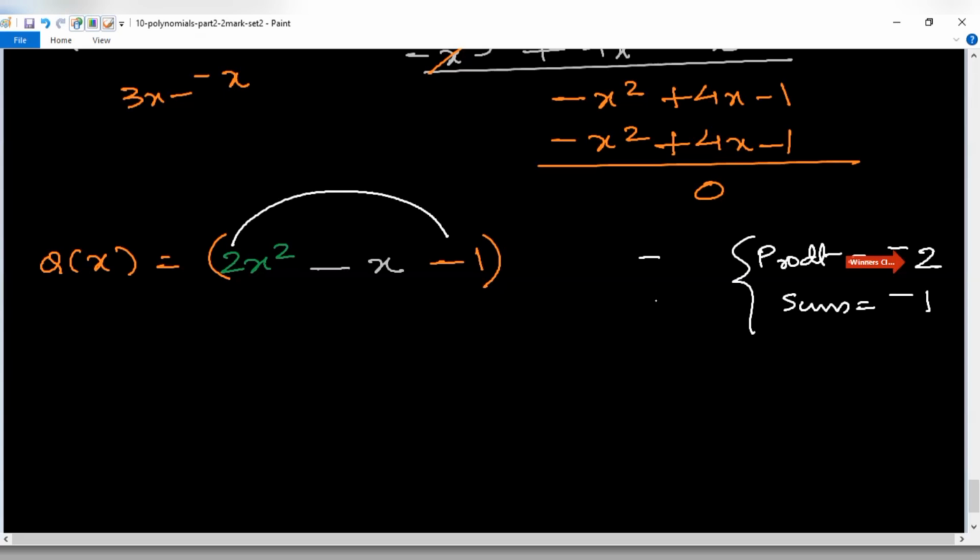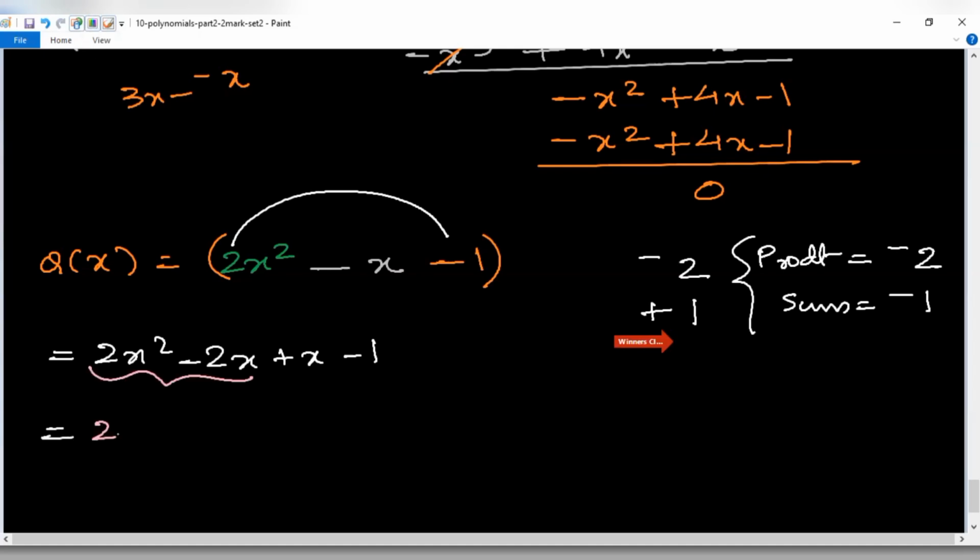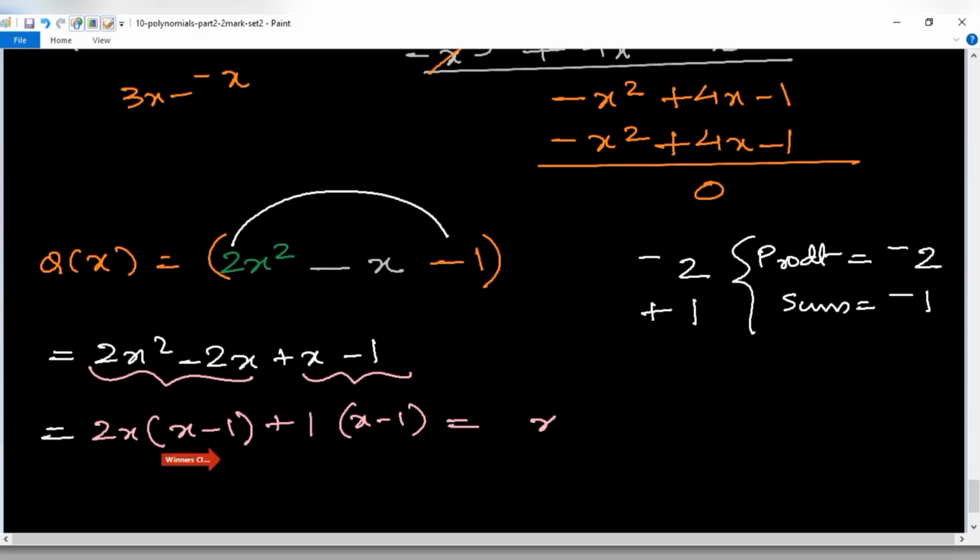So 2x square minus 2x plus x minus 1. From the first two terms, let us take 2x as common, so 2x is taken out, and here x minus 1 is there. From the next two terms, we can take x minus 1 as common, so we put a 1 over here. When x minus 1 is taken out, 2x is left from the first, and plus 1 is left from the second. So this is the factorized form of that quotient.